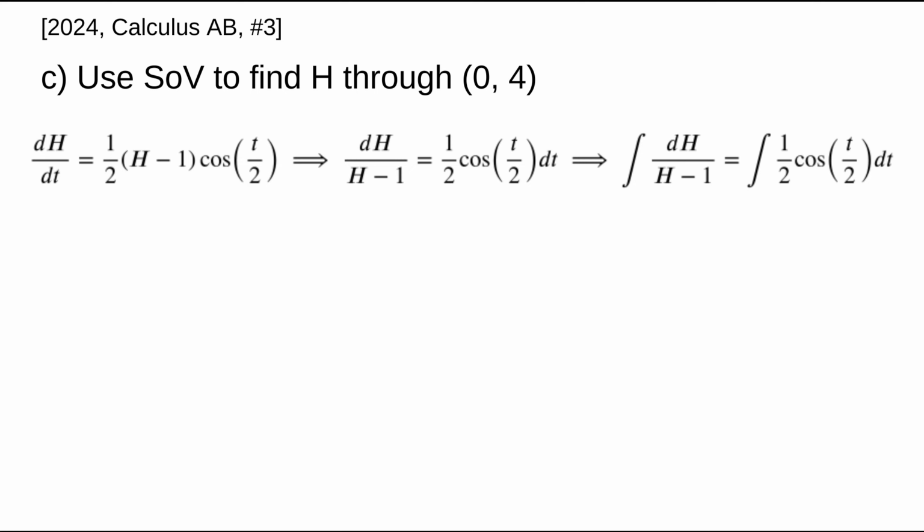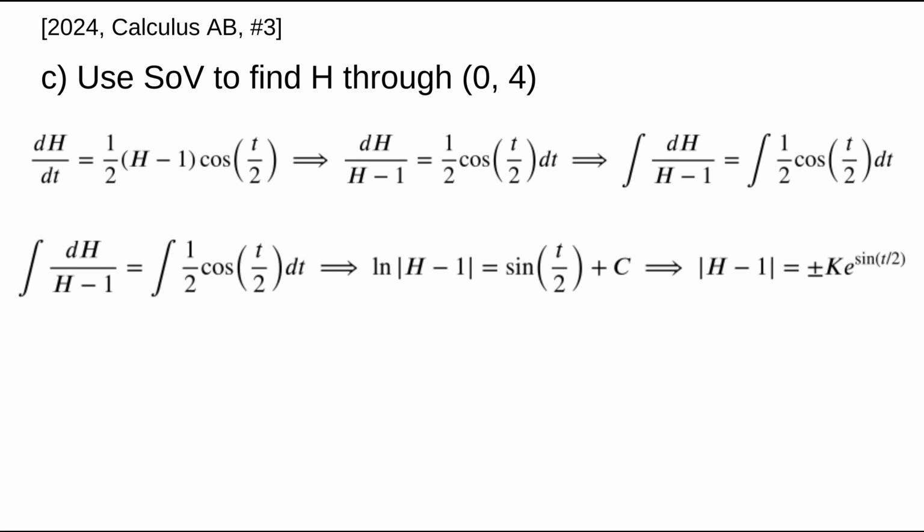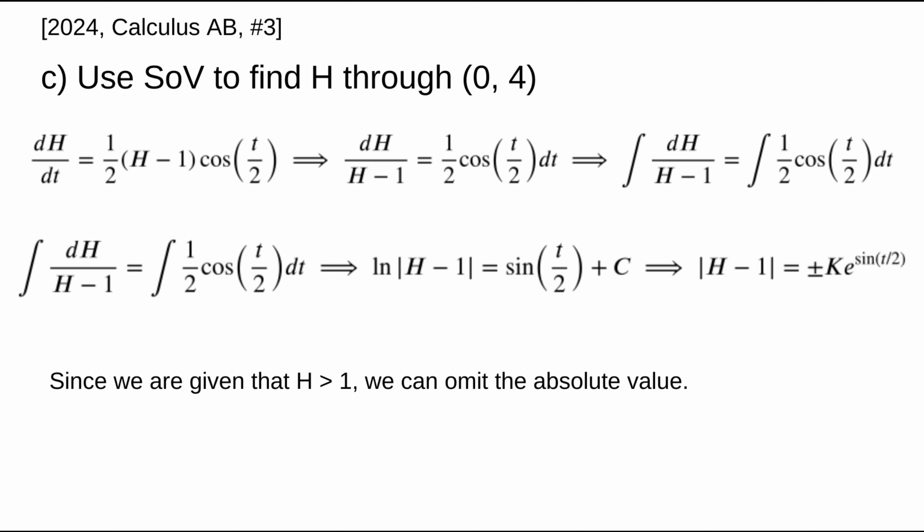Integrate both sides. The integral of dH over (h minus 1) is the integral of 1/2 cosine t/2 dt. Start integrating, we get the natural log of the absolute value of (h minus 1) is sine of t/2 plus c. Exponentiating both sides, we get the absolute value of (h minus 1) equals plus or minus some constant times e to the sine of t/2.